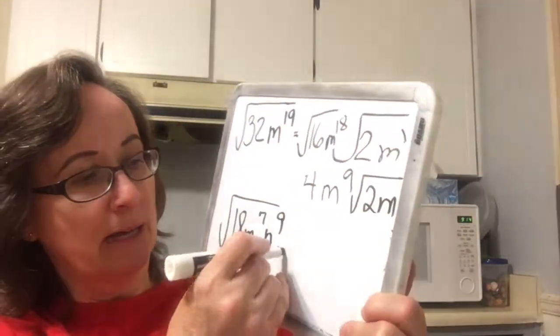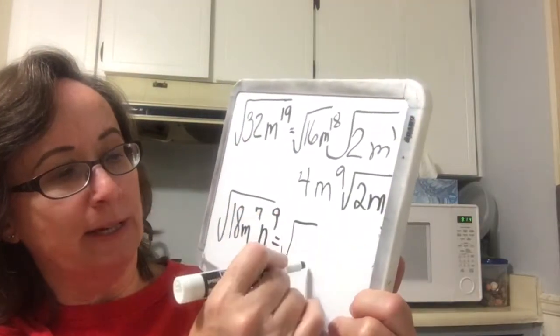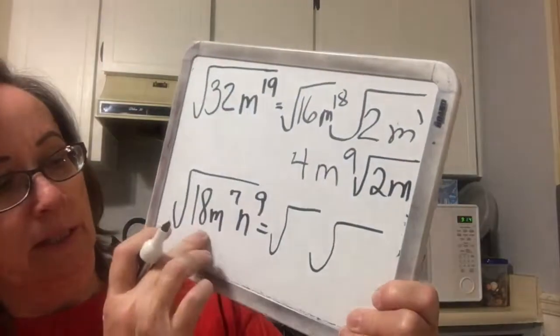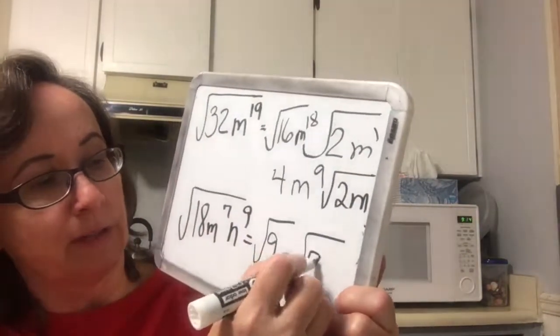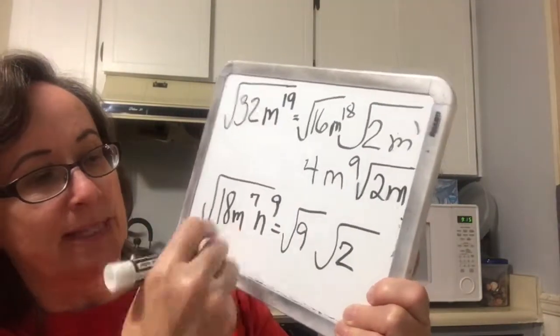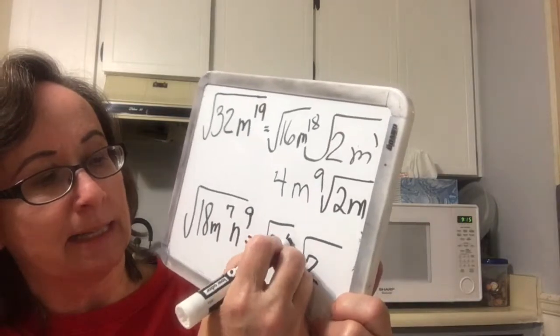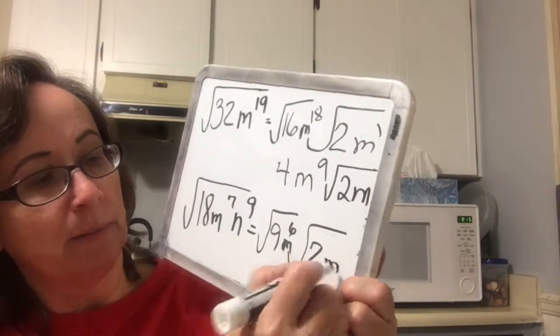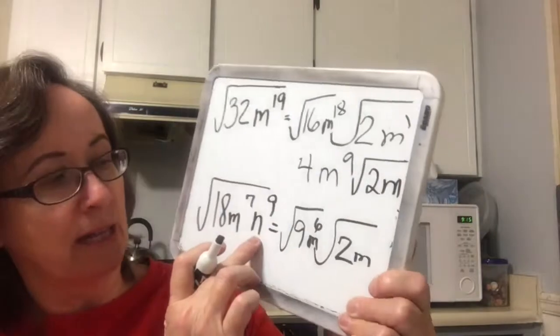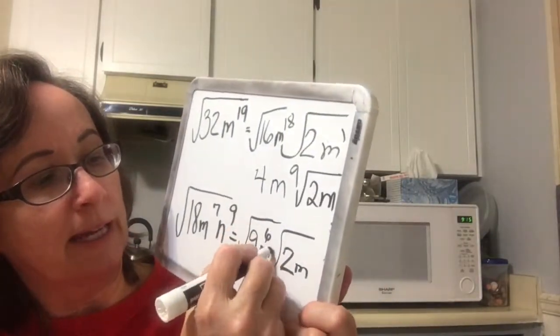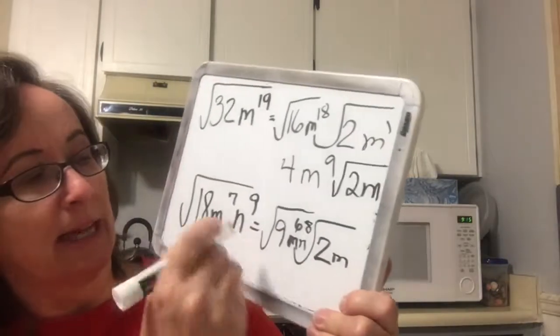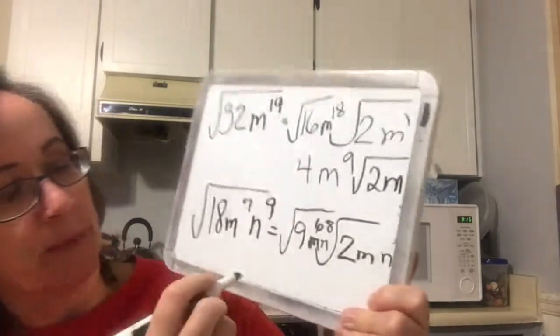Down here, I'm going to break this one up into perfect and leftover. 18 has a 9 that's perfect and a 2 leftover. m to the 7th has an m to the 6th that is perfect with an m leftover, and n to the 9 has an n to the 8. I don't have much room here. n to the 8 that is perfect, and an n leftover.